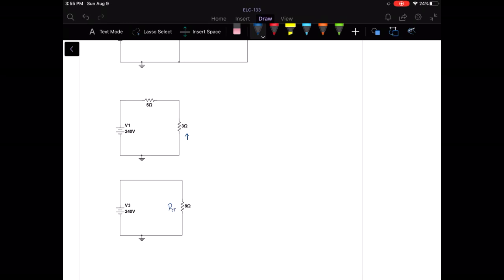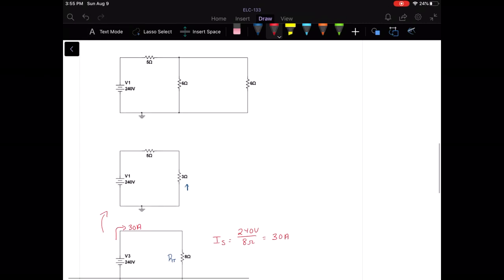Once we find this, what we want to do is find our source current, which will be the 240 volts divided by 8 ohms, and that tells us that we have 30 amps of current coming from the source. So that's all we can do with that last step, and we're just going to step right up and return back to the next one.